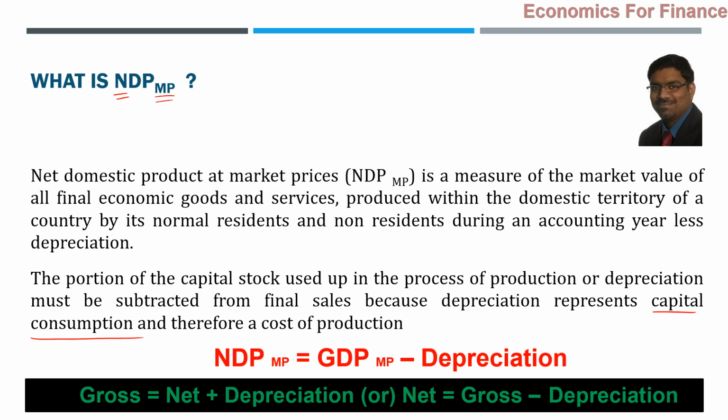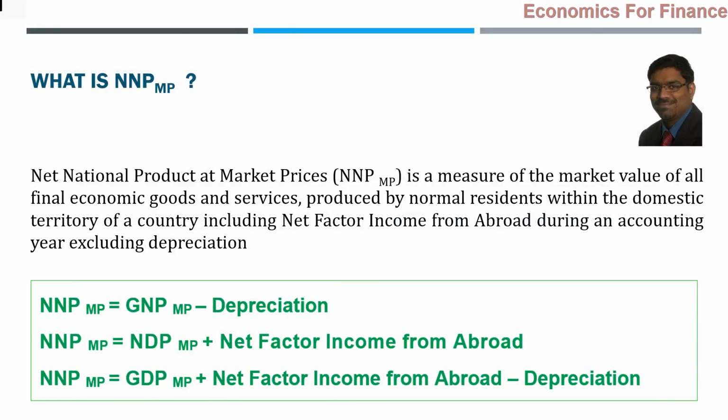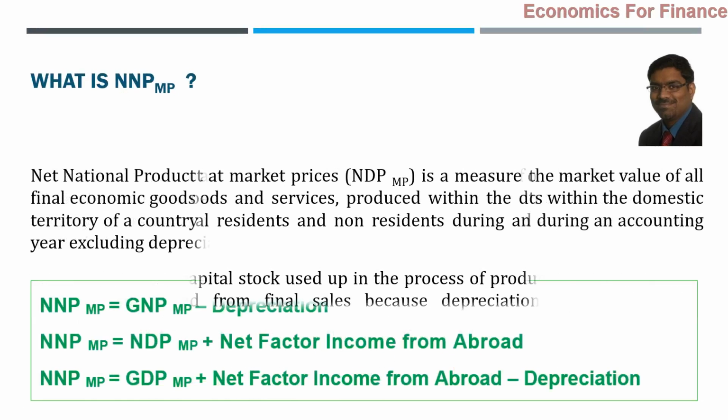These things you have to be very careful about. The difference between national and domestic is what? NFIA. The difference between real and nominal is what? Inflation. The difference between gross and net is what? Depreciation. Simple. Once we understand that, we can easily calculate one thing and use it for the computation of something else. So to sum it up, gross is nothing but net plus depreciation, or net is nothing but gross minus depreciation. Depreciation is also called capital consumption in a particular accounting year. That is net domestic product at market prices.